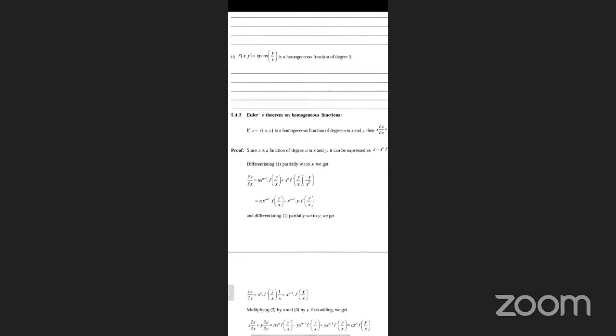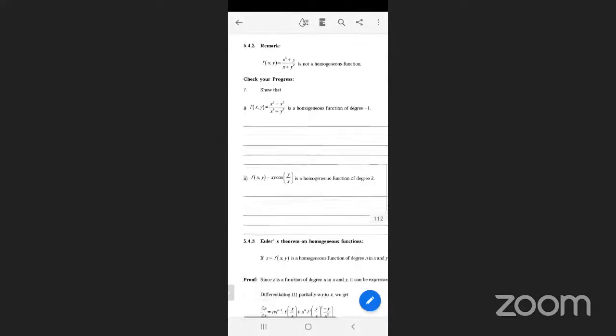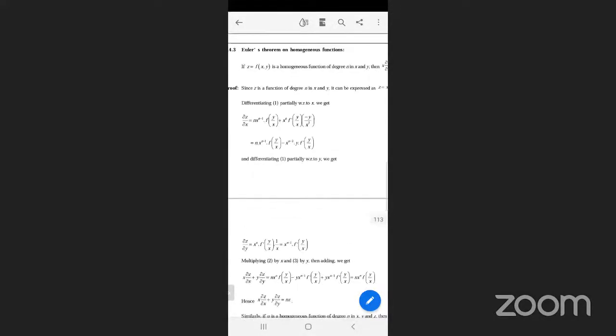And coming to the proof, as the question is giving, since z is a homogeneous function of degree n in x and y, it can be expressed as x to the power of n phi of y by x. So I'm going to take z equal to f of x, y, z equal to x to the power of n f of y by x. I am going to take this.